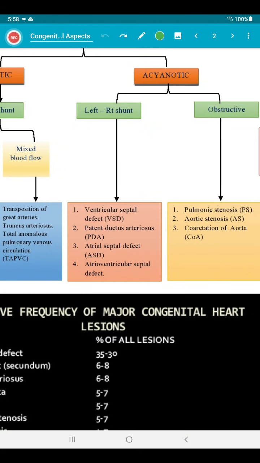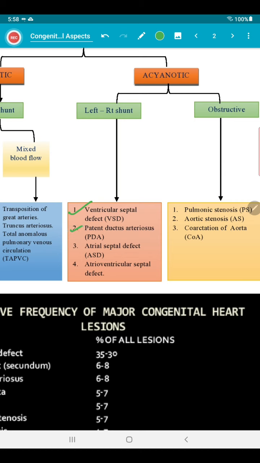Now come to the acyanotic part. The acyanotic part is again subdivided into two sections: one is left to right shunt, and another is the obstructive variety. In left to right shunt, blood from the left side shunts to the right side. Left to right shunt is of four types. One is ventricular septal defect, the commonest congenital defect. Remember that. One is patent ductus arteriosus.